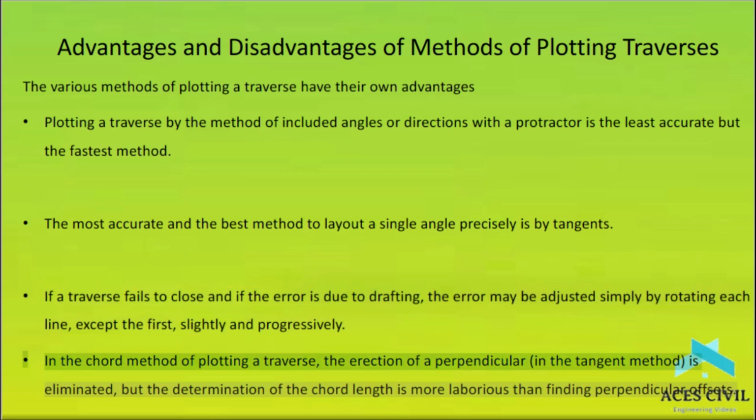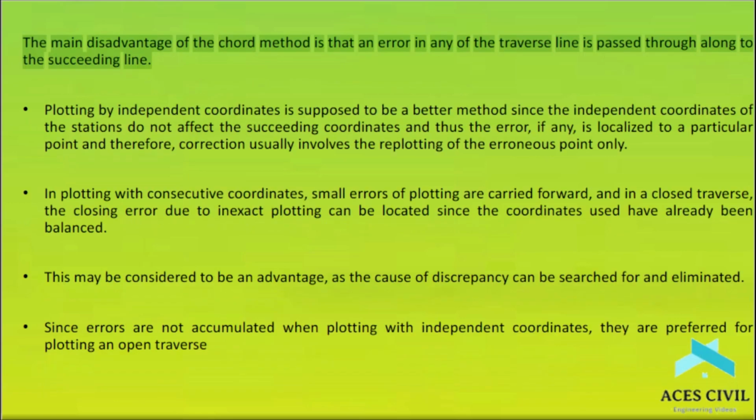In the chord method of plotting a traverse, the erection of a perpendicular, as in the tangent method, is avoided. The main disadvantage of the chord method is that an error in any of the traverse lines is passed along to the succeeding line. Plotting by independent coordinates is supposed to be a better method since the independent coordinates of the stations do not affect the succeeding coordinates and thus the error, if any, is localized to a particular point and therefore correction usually involves the replotting of the erroneous point only.